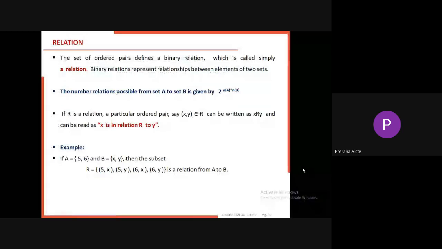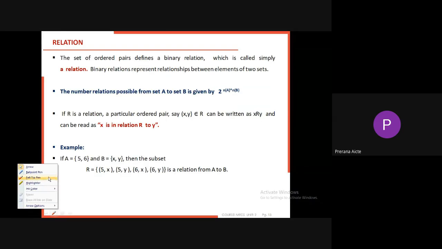So next, this is with respect to the relation. What is actually the relation? The set of ordered pairs defines a binary relation, which is called simply a relation. In the previous sets we defined the cross product operation. That cross product will generate a set of ordered pairs from set A to set B. If you group those ordered pairs as one set, that is called a binary relation. If it is defined between two sets, then the relation is called a binary relation.